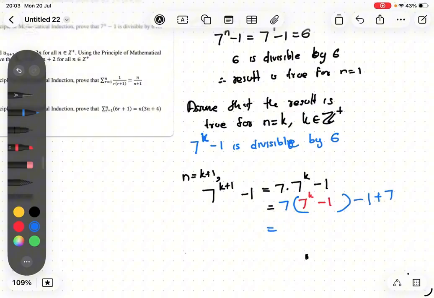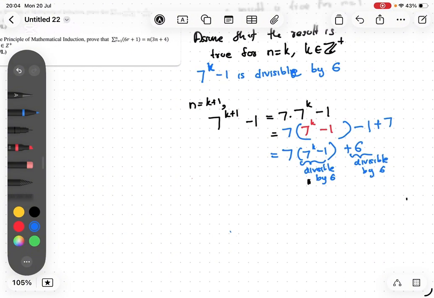Clear? So what we get here is 7 to the power k minus 1 plus 6. Can you see this one? When you solve, you get plus 6. Can you see? This part is divisible by 6. This is also divisible by 6. Therefore, the overall answer is divisible by 6. Clear? Therefore, we can write that 7 to the power k plus 1 minus 1 is divisible by 6.